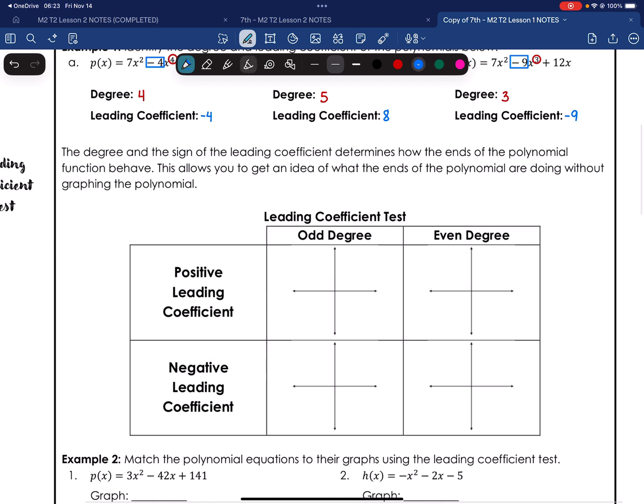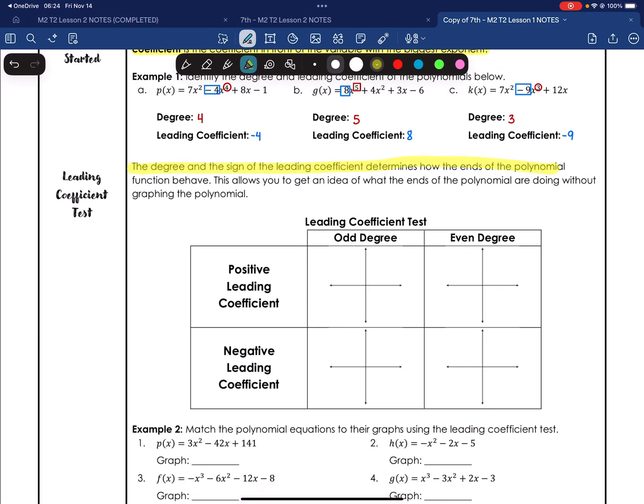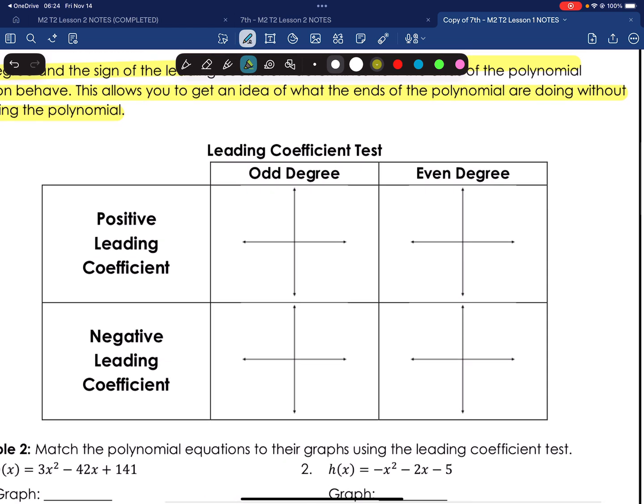Now, the degree and the sign of the leading coefficient determine how the ends of a polynomial behave. This allows you to get an idea of what the ends of the polynomial are doing without having to graph the polynomial. So this is called the leading coefficient test. It is a way to determine how the ends are behaving without needing to graph the polynomial. So we have odd degrees and even degrees. We have positive leading coefficients and negative leading coefficients.